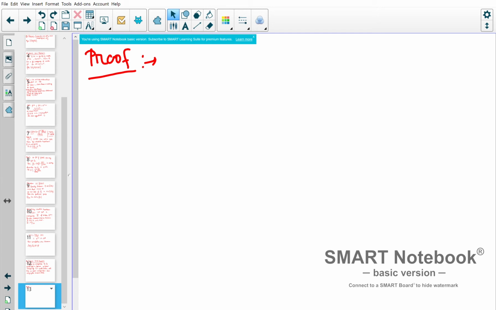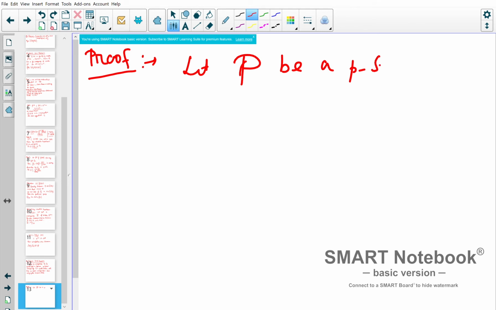Okay, so we know that the collection of P Sylow subgroups is non-empty. Let me start with one Sylow subgroup, and then I will come to that. So let capital P be a P Sylow subgroup of G.